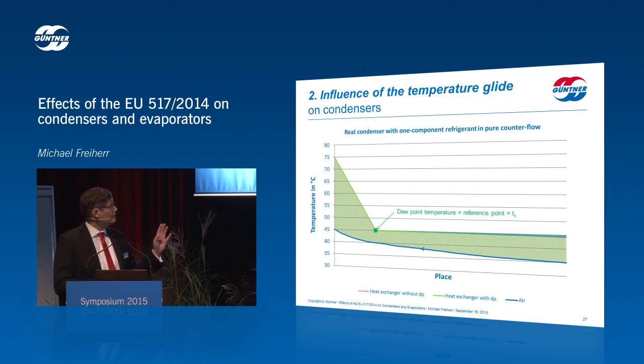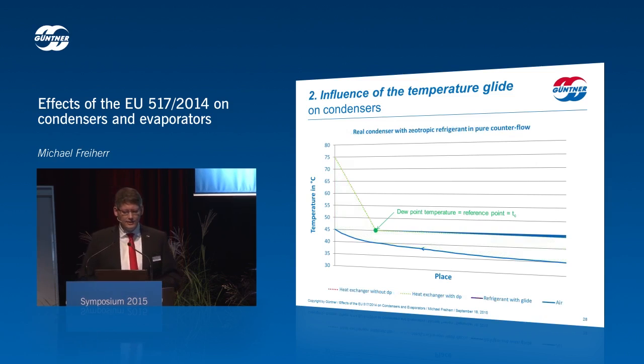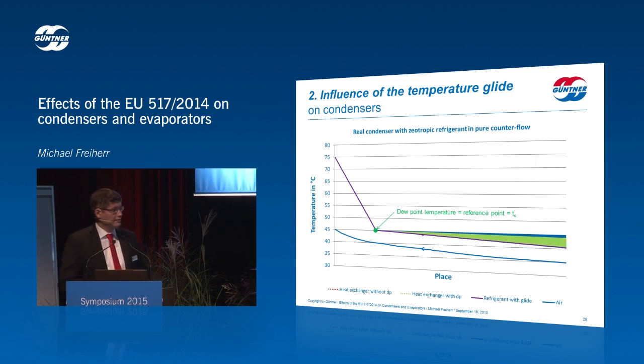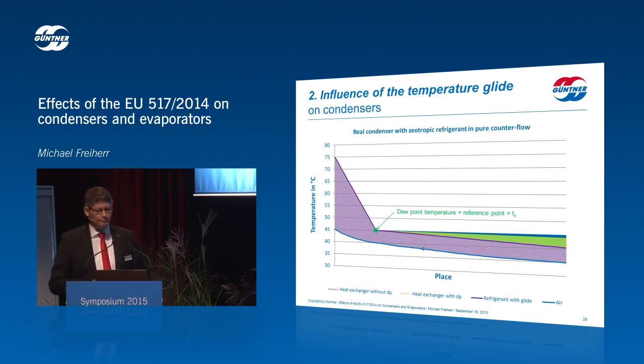When you look at the real condenser, if you operate it with a zeotropic refrigerant, then the temperature curve looks as follows. We've already heard that the condensing temperature decreases. So here towards the end, this triangle will be a driving factor for the temperature difference. And this is where we lost the 17% in the capacity, because here the delta T is much smaller, of course.